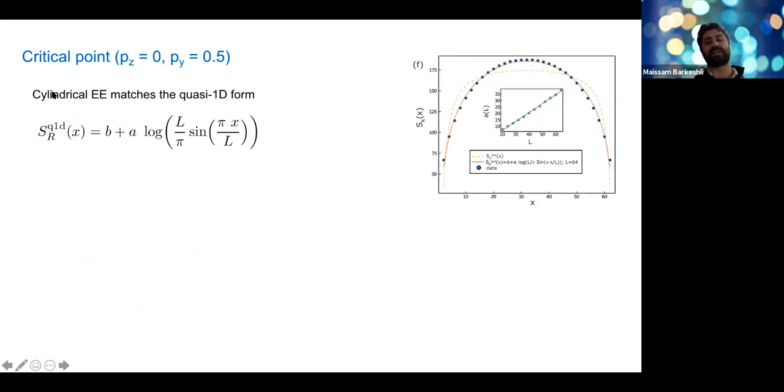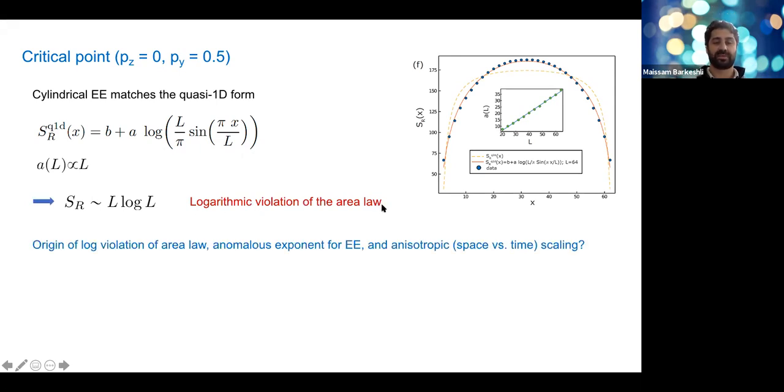Furthermore, if you look at the entanglement entropy for a cylindrical subregion, it matches this quasi 1D form. And furthermore, this coefficient A, if you look at this fit, is linear in the length of the torus, L. So this actually means that we have an L log L contribution to the entanglement entropy. So we have a logarithmic violation of the area law. So we have a very weird critical point.